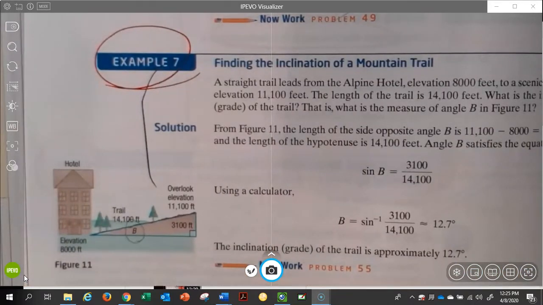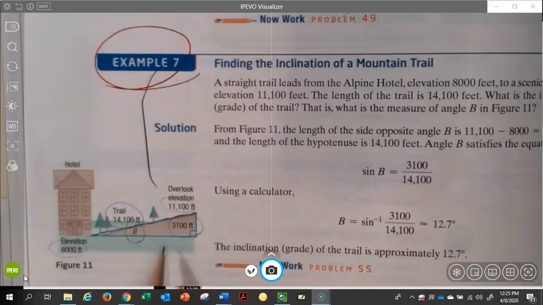And so to do that, we're going to need a couple of pieces, either given or maybe we have to adjust it for a little bit. But it says the actual trail is 14,100 feet. So the question being, what is the inclination? Then I need something over here. Well, looks like they already did the work for us, that if we go up to 11,100, when we started at 8,000, then they already are telling us that that difference is 3,100.